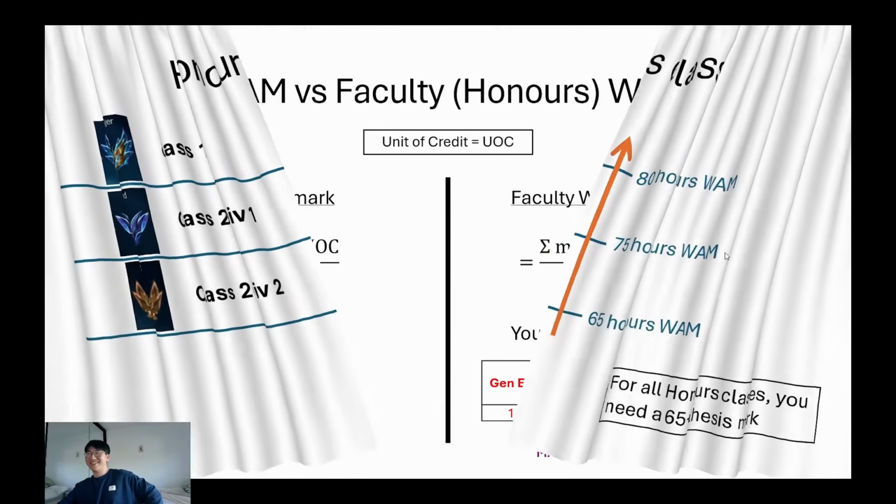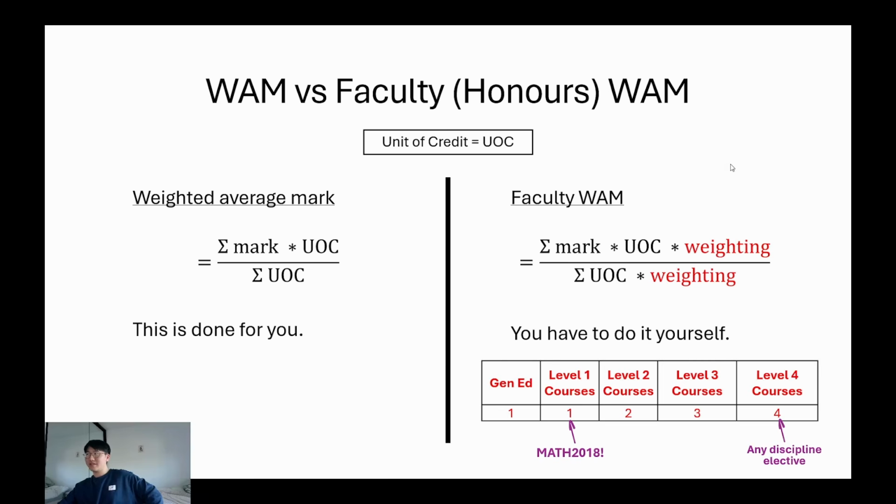Okay, in terms of the actual calculation, on the left here you can see how you calculate a normal WAM, which is done for you. You sum the mark multiplied by the units of credit, divided by the units of credit. But for the faculty WAM, it's the sum of the mark times the units of credit times the weighting, over the units of credit times the weighting, which is really confusing.